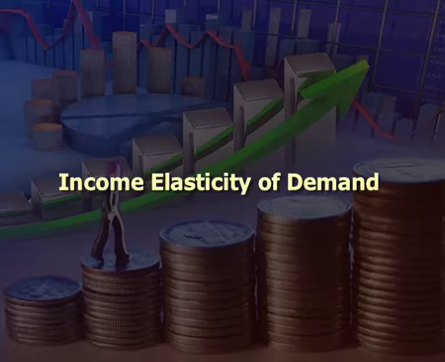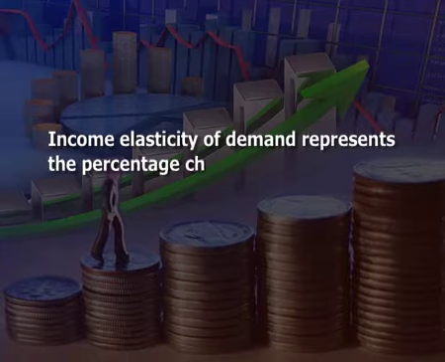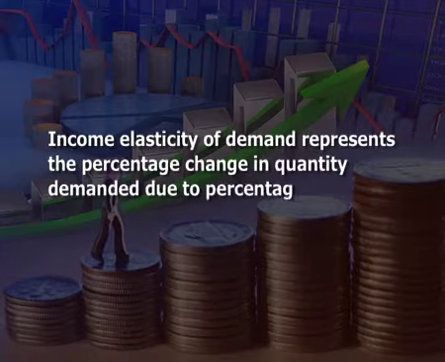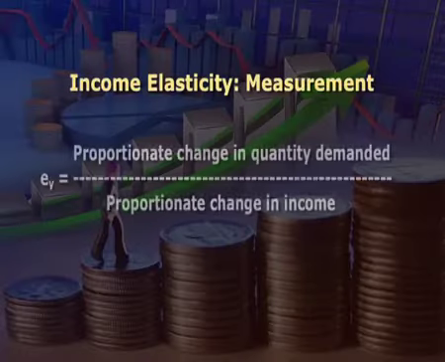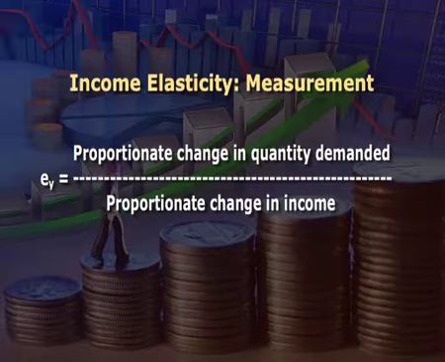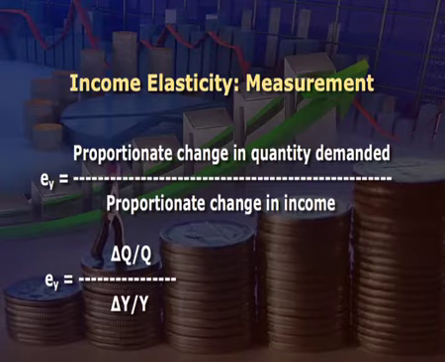Moving ahead with income elasticity of demand. Income elasticity of demand represents the percentage change in quantity demanded due to percentage change in income, or it is defined as degree of responsiveness of quantity demanded of a good to a small change in income of the buyers. It is measured as EY is equal to proportionate change in quantity demanded divided by proportionate change in income, or we can say EY is equal to delta Q by Q whole divided by delta Y by Y.